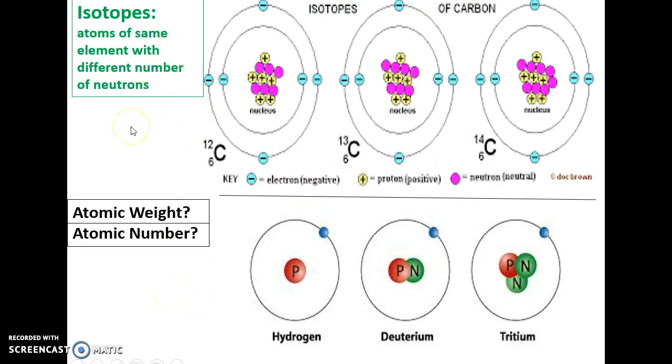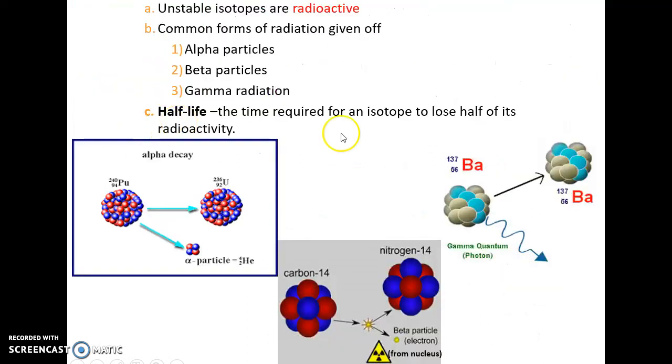So isotopes are atoms of the same element, with the same chemical properties, but a different number of neutrons. So for instance, carbon-12 has 6 protons and 6 neutrons. Carbon-13 has 6 protons and 7 neutrons. And carbon-14 has 6 protons and 8 neutrons.